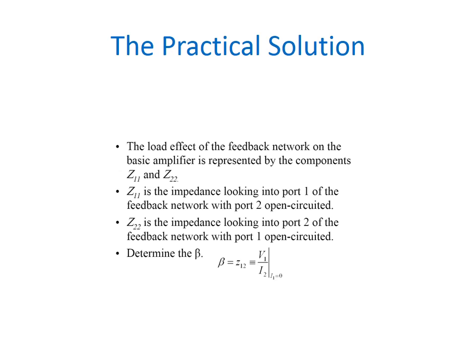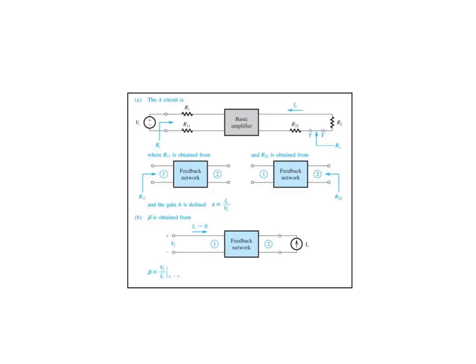Z11 is nothing but the impedance looking from port 1 of the feedback network by considering port 2 as open circuit. Similarly, Z22 is the impedance looking from port 2 of the feedback network by considering port 1 as open circuit. Now we are going to determine the beta value Z12, which is equal to V1 by I2 by considering I1 equal to 0. Here from the A circuit we are going to calculate the gain value, that is I0 by Vi. Similarly, the beta factor as Vf by I0 by considering Ia equal to 0.